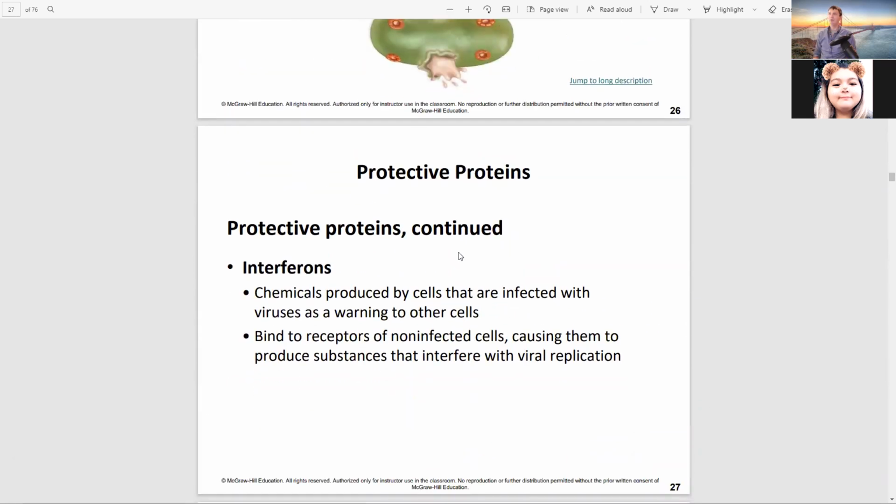Okay, protective proteins continued. So we have interferons, chemicals produced by cells that are infected with viruses as a warning to other cells. They bind to receptors of non-infected cells, causing them to produce substances that interfere with viral replication.